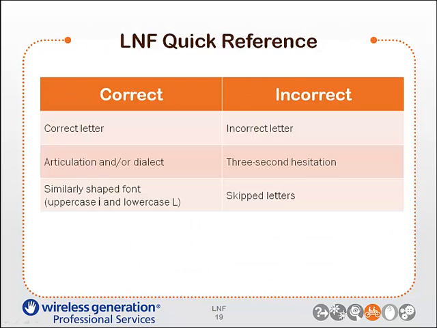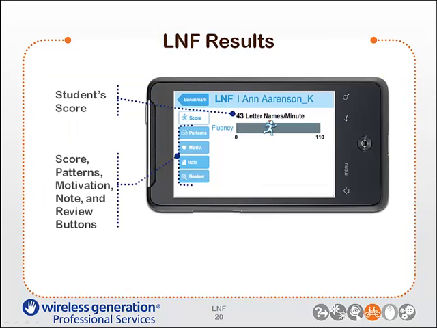This is just a quick reference to show you some items that would be considered correct in L&F and would be considered incorrect in L&F. This is an example of the results screen. Because there are no cut points for L&F, there are going to be no red, yellow, or greens showing up on this particular bar. The numbers below the bar and the runner man indicate the range of possible letter names per minute. So in this case, the student said 43 letters in 1 minute out of 110 possible letters.